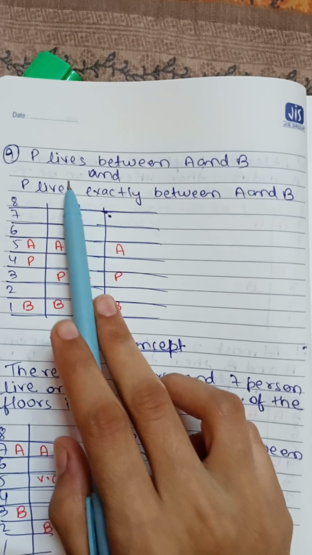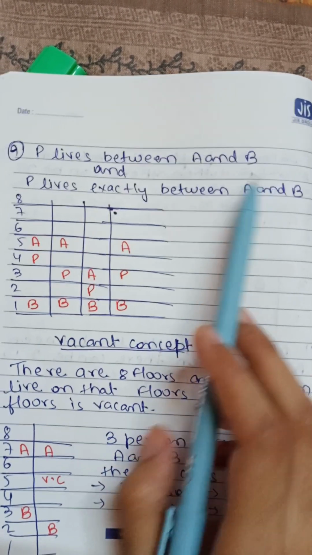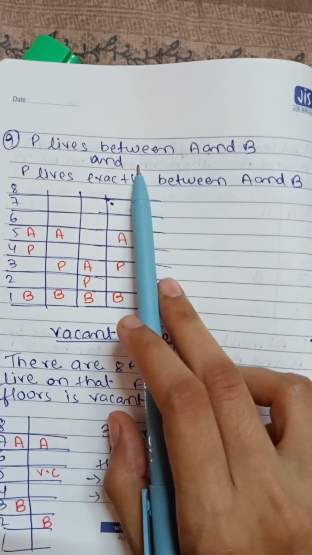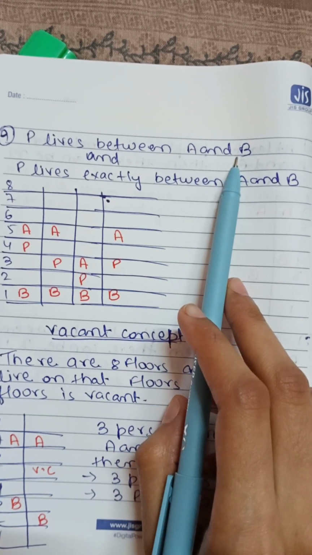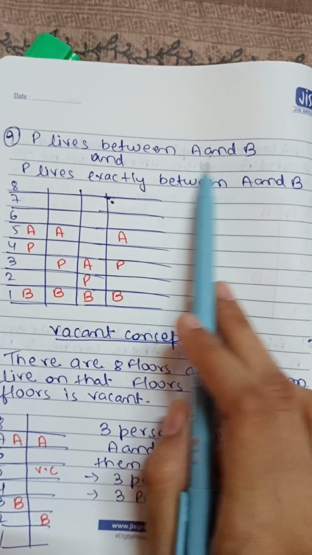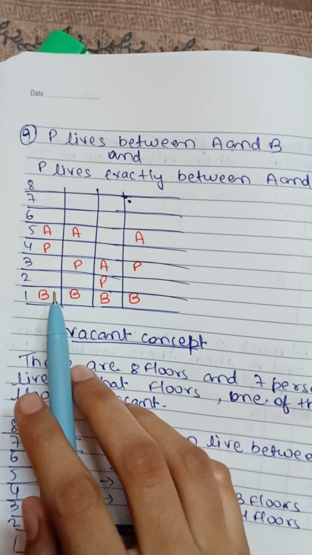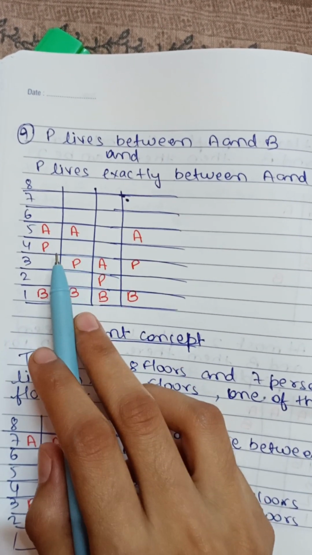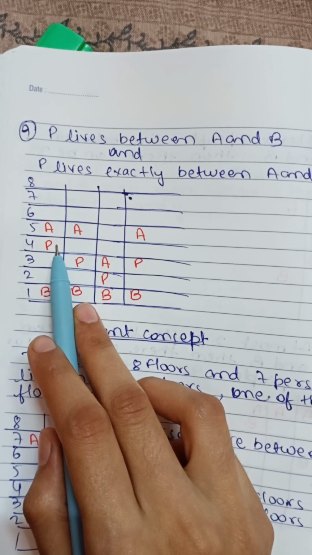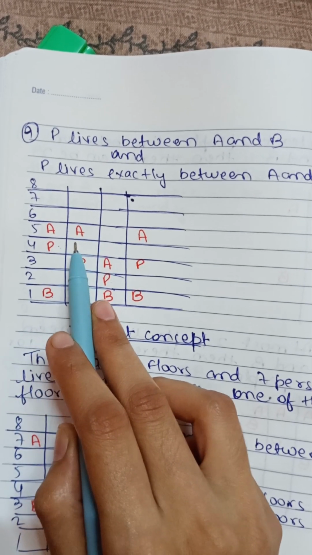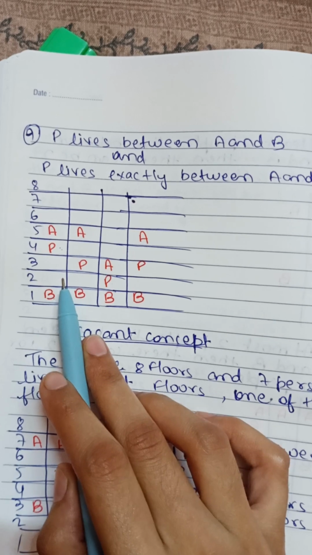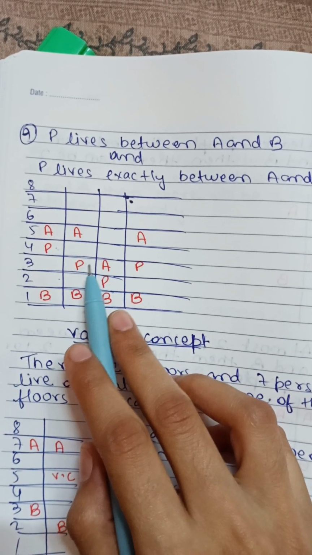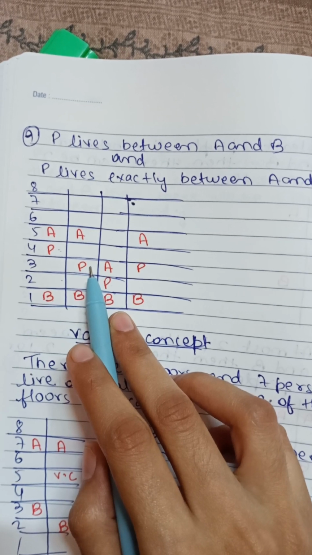9th condition, P lives between A and B, and P lives exactly between A and B. What does it mean? If P lives between A and B, it means that P can live anywhere between A and B. For example, if I take B in the first floor and A in the 5th floor, then P can be in the 4th, 3rd and 2nd floor. If B is in the 1st floor, then P can be in the 3rd floor.